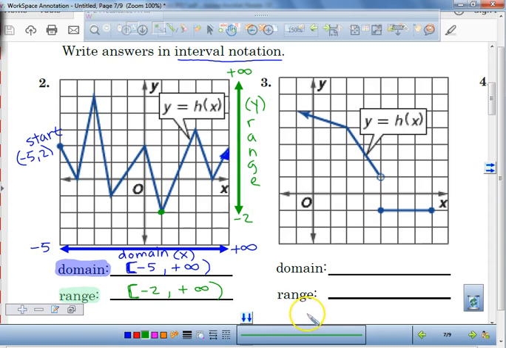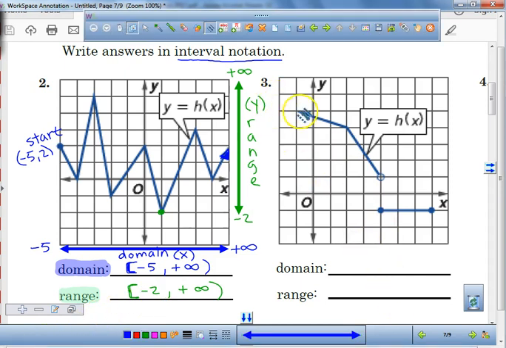What I'd like you to do for a brief few moments is see if you can set up number 3. Do as much as you can. See if you can figure out the domain and the range for problem number 3. This is a little bit trickier. We're going to cover it in just a second.